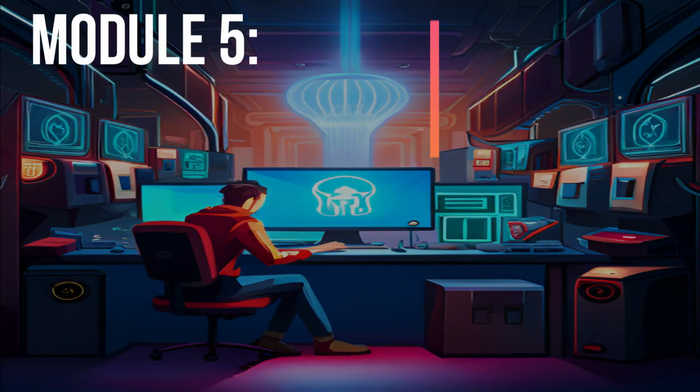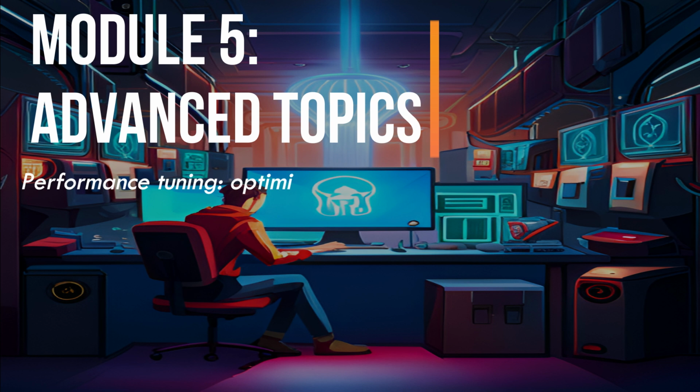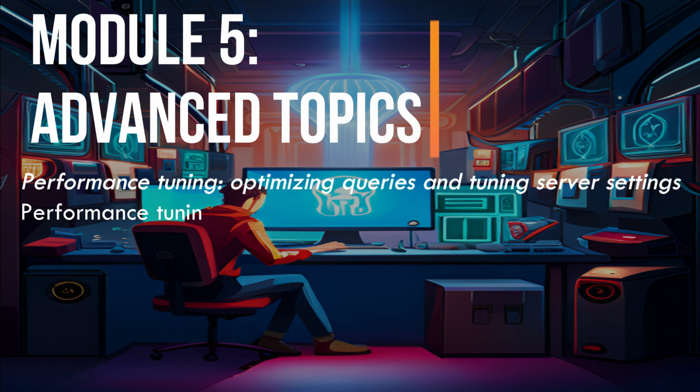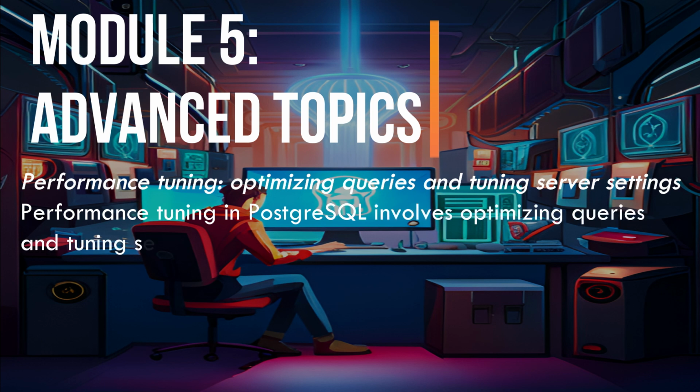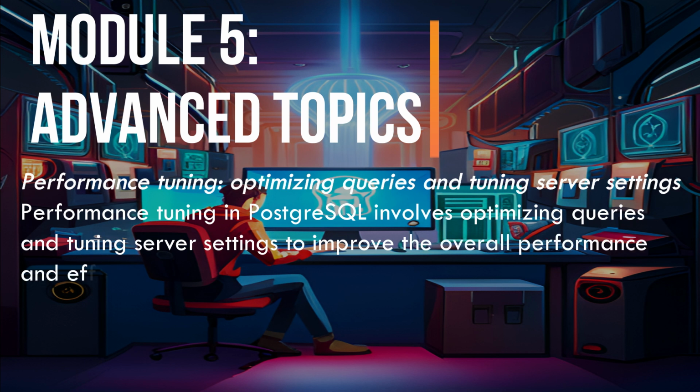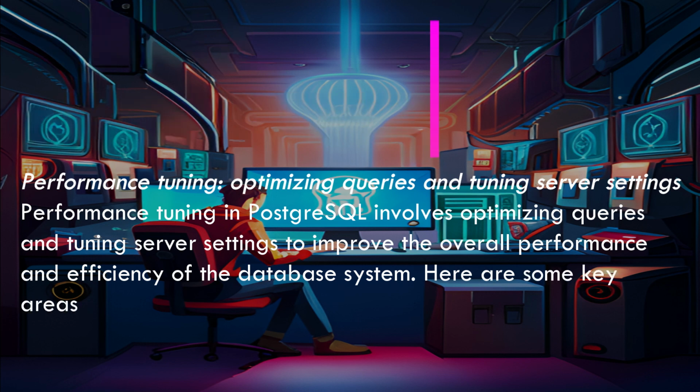Module 5, Advanced Topics. Performance tuning, optimizing queries and tuning server settings. Performance tuning in PostgreSQL involves optimizing queries and tuning server settings to improve the overall performance and efficiency of the database system. Here are some key areas to consider.